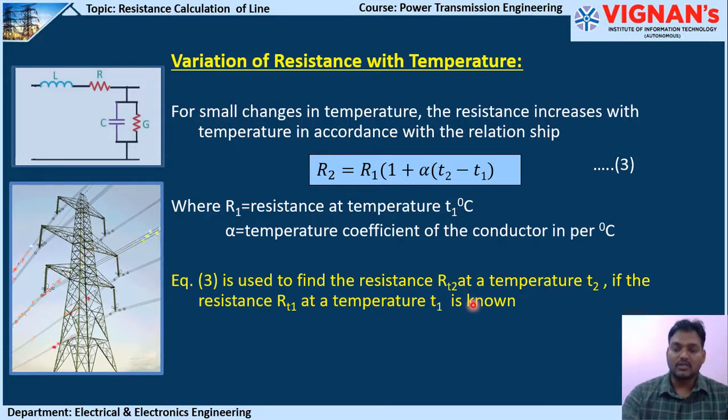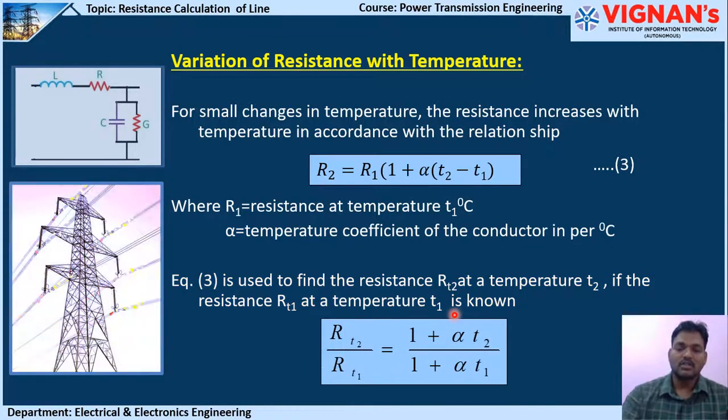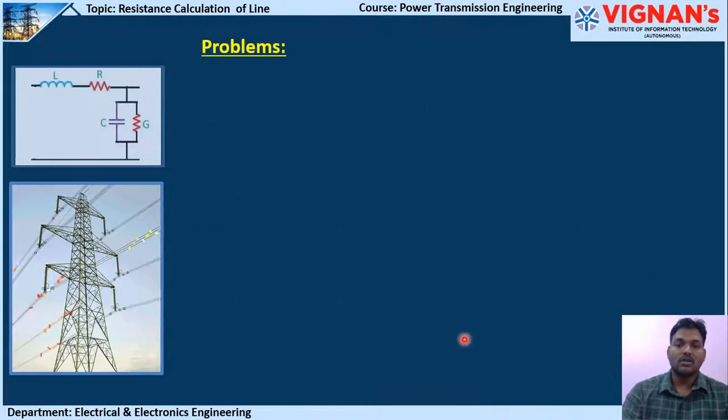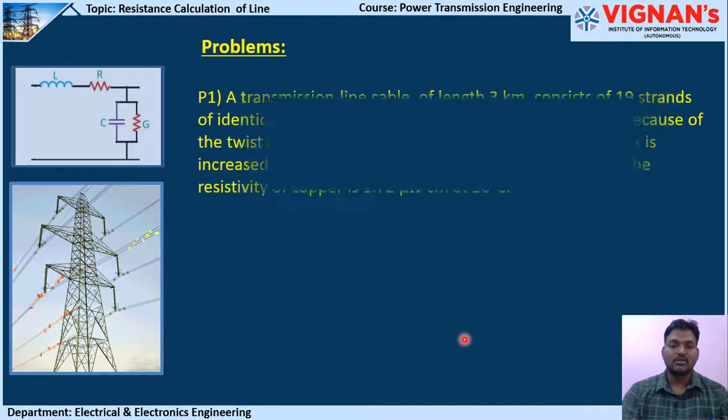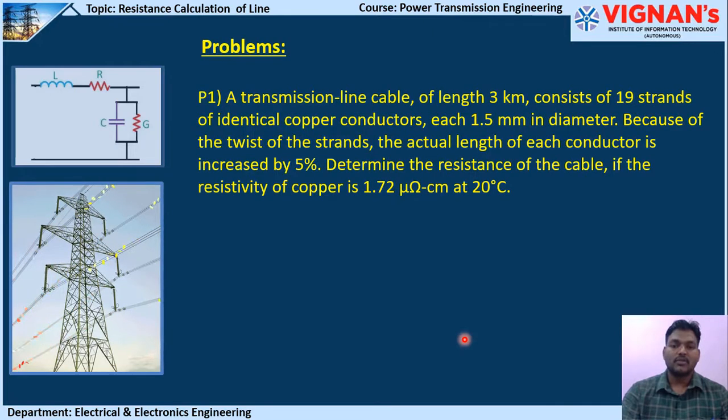Suppose you take RT2 as the resistance at temperature T2, and RT1 at a temperature T1. So here, this is the relation between these two resistors if they are having the same material and same temperature coefficient. So this is equation number 4. Now based on these four equations that you have studied, let us do some problems. So this is the problem.